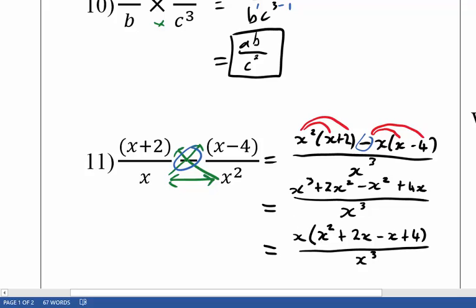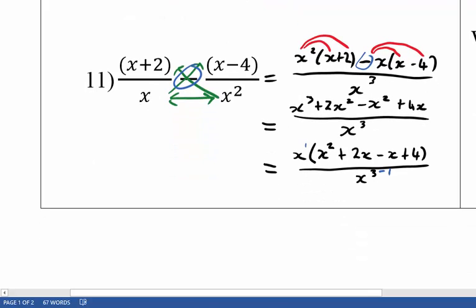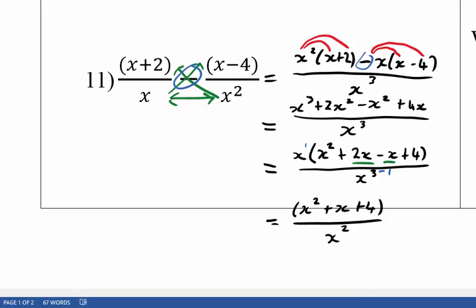I can now cancel, there's an invisible 1 here and there's a 3 there, so I can go 3 minus 1. So I'm going to go x squared. And actually I can add these two here, see how they've both got x's? 2x minus x is just x, so plus x. And then I've still got that plus 4. And this x cubed is turned into an x squared. Now there is no common factor here, so I can't cancel anything, and so I know that I am done.